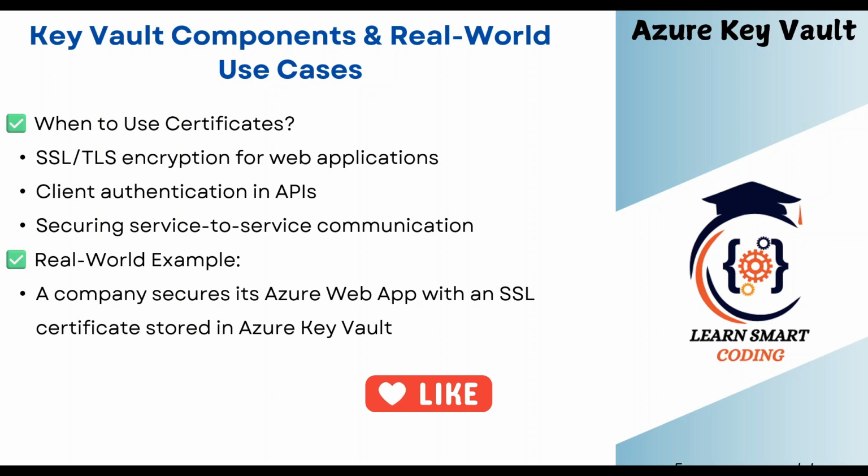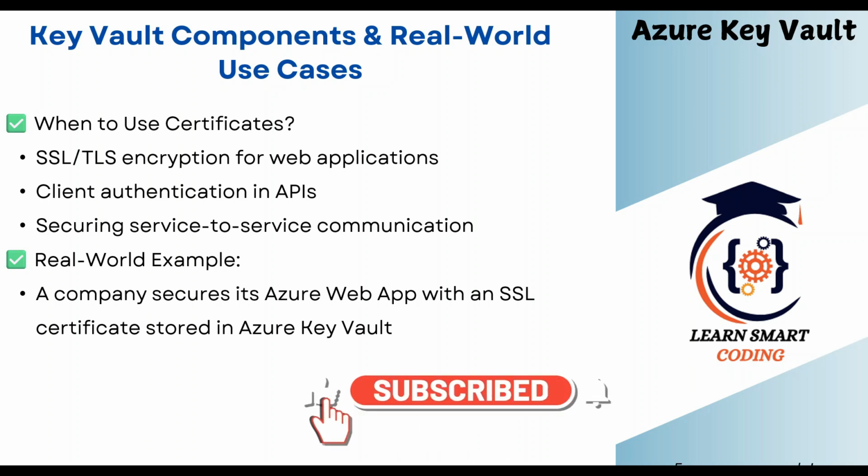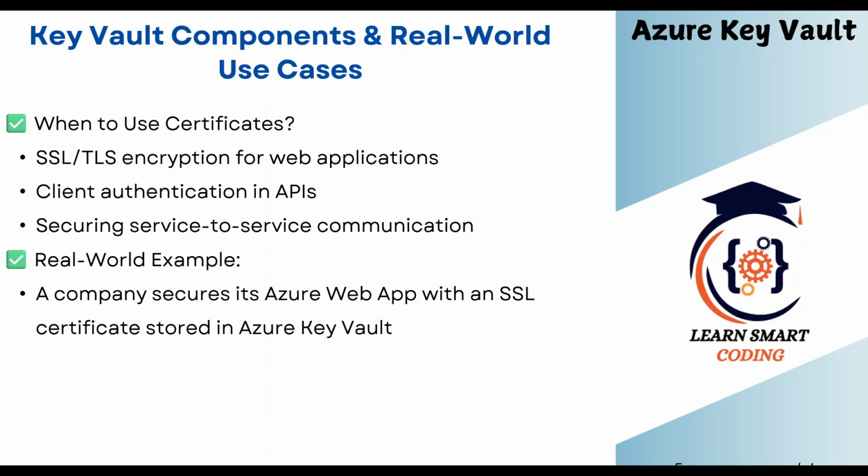Let's take an example of the real world. Let's say a company secures its Azure web app with an SSL certificate, which is actually stored in the Azure Key Vault. So if you type HTTPS, it means it has an SSL certificate. So a company can have its own SSL certificate that can be saved in the Azure Key Vault and can be used to integrate between these two.